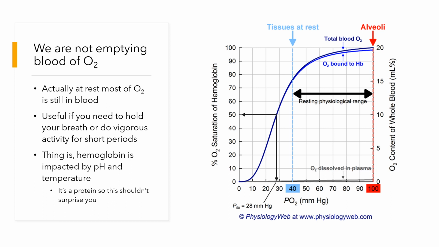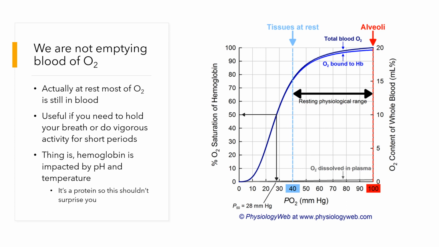So it's useful that the blood is not completely emptied of oxygen after one pass through the body. Think about if it were, you wouldn't be able to hold your breath. It'd actually be really hard to do vigorous activity because you couldn't up the amount of oxygen you're bringing to the muscles to compensate. So when you do really vigorous activity, you actually are in oxygen deficit, right?